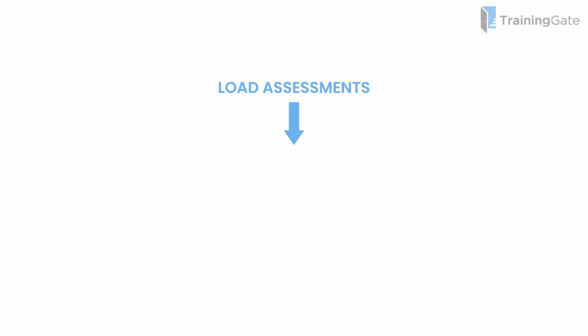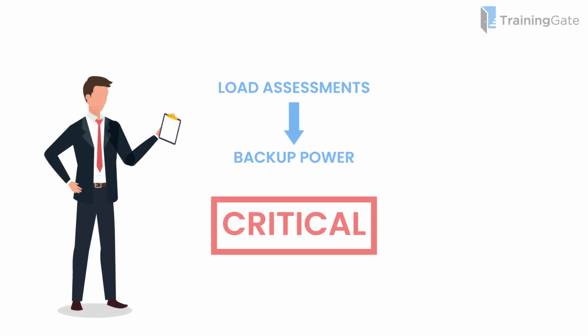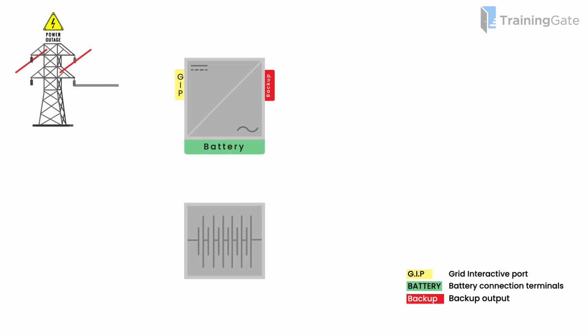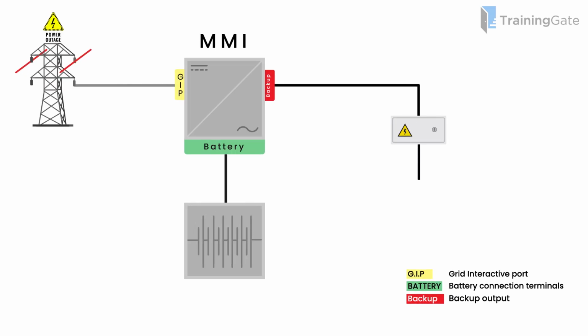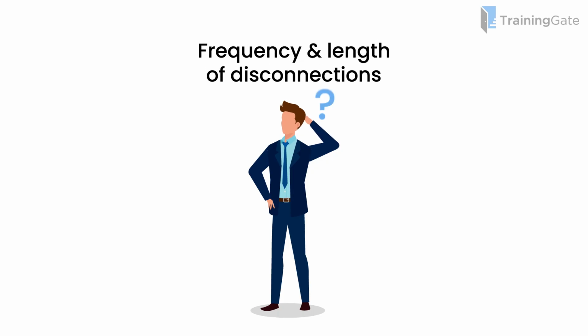For load assessments that are centered around supplying power during a grid outage, the assessment is considerably more critical. When a multi-mode inverter energy system is disconnected from the grid, it is important that the system is able to provide the anticipated power for an expected period of time. Therefore, the frequency and length of the expected disconnections from the grid needs to be assessed.